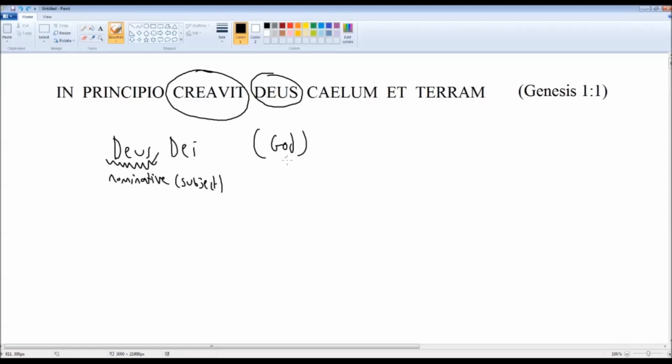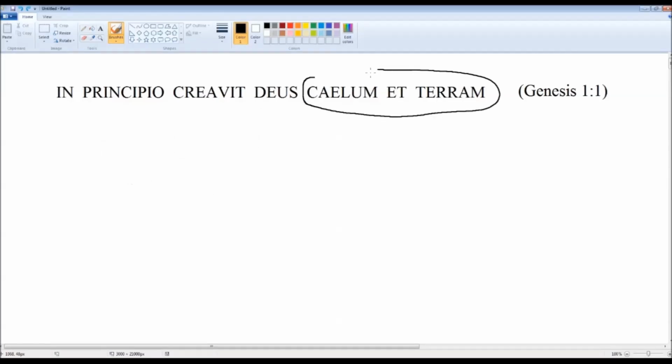But like, for example, if God wasn't the one doing the creating, but let's say God was the one being created. Let's say the heaven created God, which would be absurd, but then it wouldn't be Deus, it would be Deum. But since God is the subject of the sentence, it is Deus, the nominative.